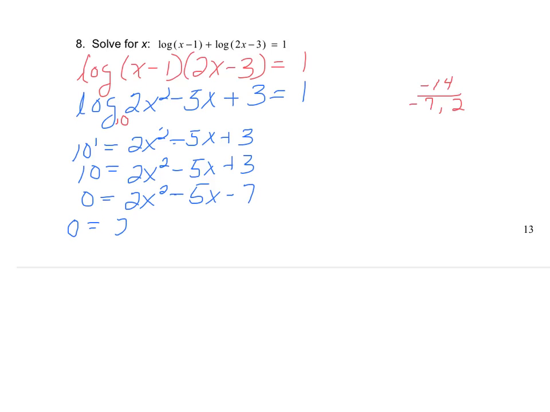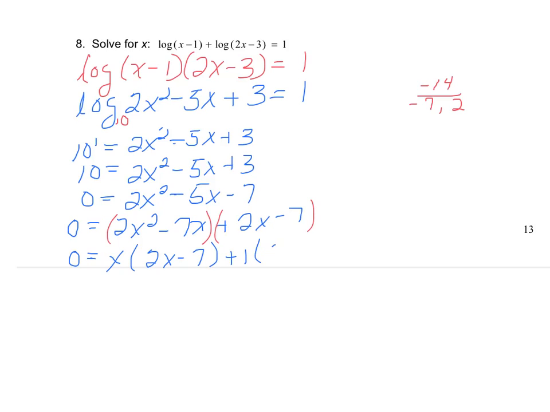0 equals 2x squared minus 7x plus 2x minus 7. I'm going to do grouping. I can't GCF anything out of the beginning one. Oh yeah, I can. I can GCF out an x, so I'm going to get x, and then I'll get 2x minus 7. I'll GCF a positive 1 this time, and get 2x minus 7. So I'm going to end up with 0 equals x plus 1 times 2x minus 7.